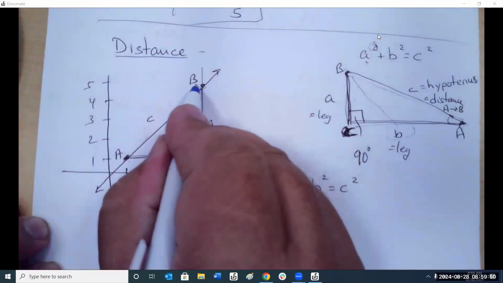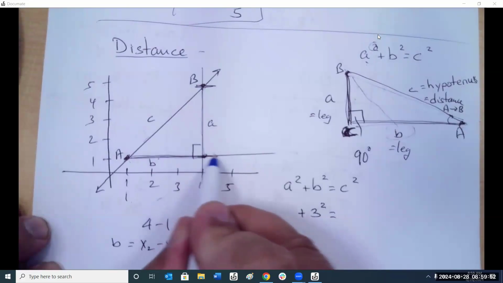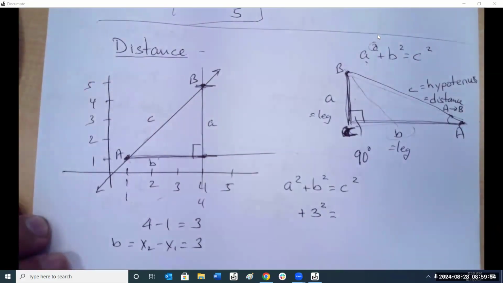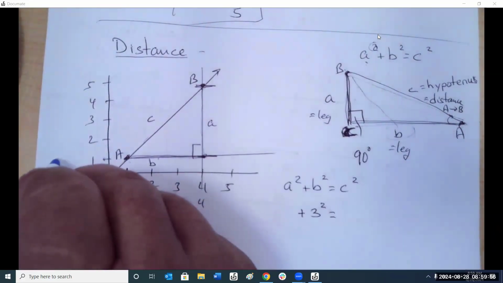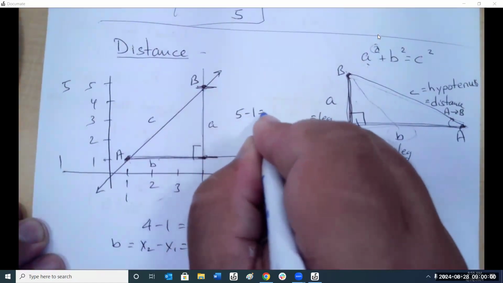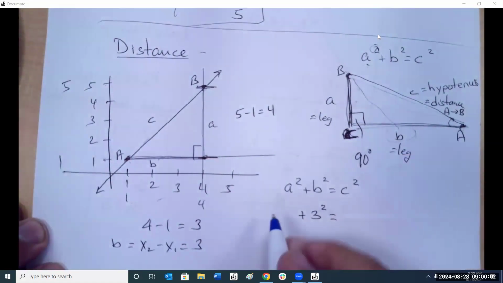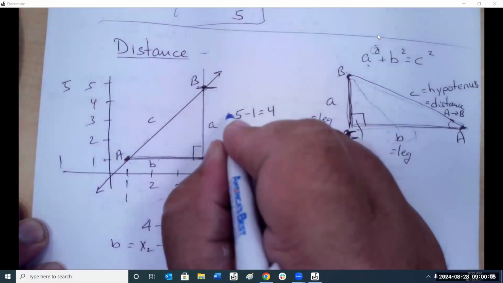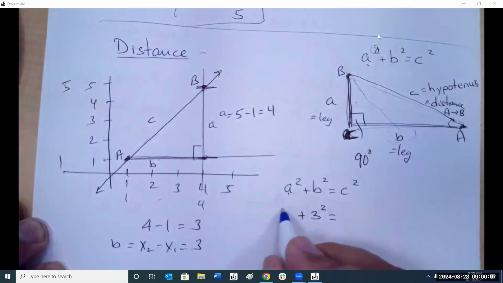Do the same thing for a. We're stopping at 5, we're starting at 1. We're from 1 to 5. So from 1 to 5, we go 5 minus 1 is 4. So a equals 4.